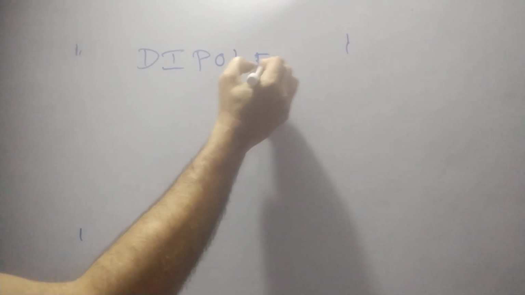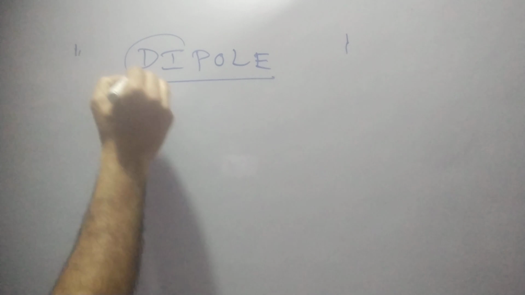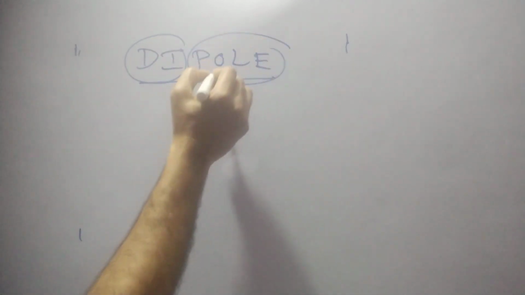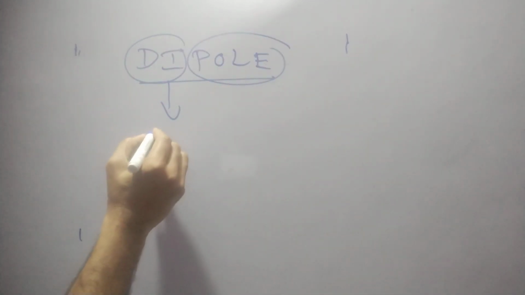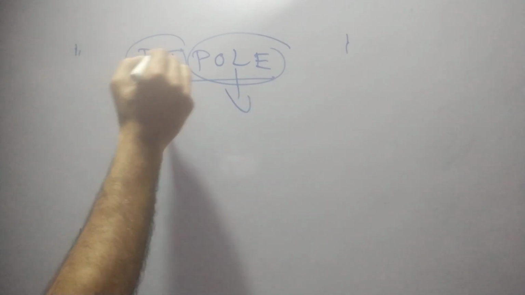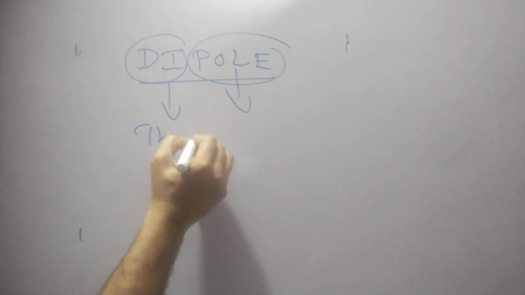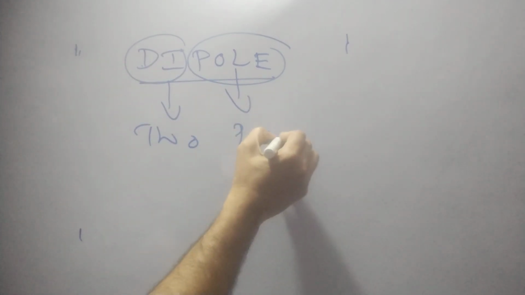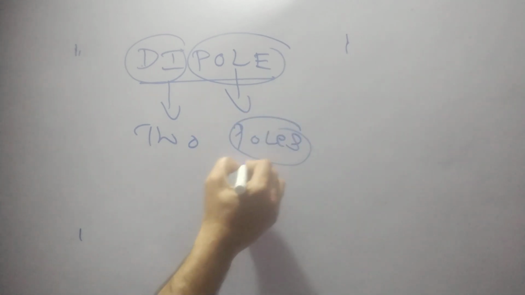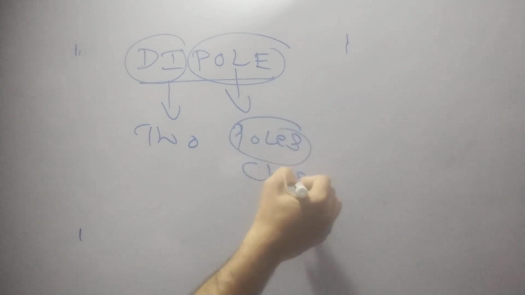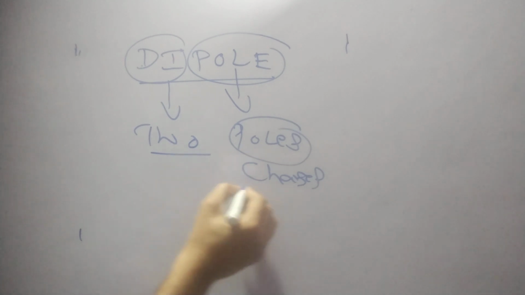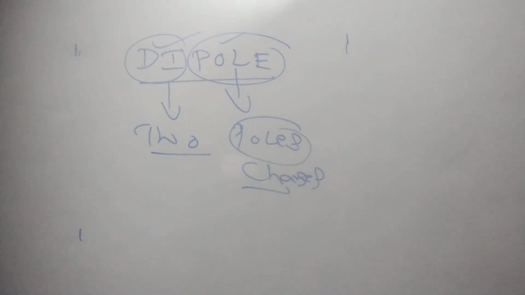This dipole. So in dipole we have two words here. One is di, second is pole. Di means two, and poles mean charges, right? So two charges is the meaning of dipole, right?